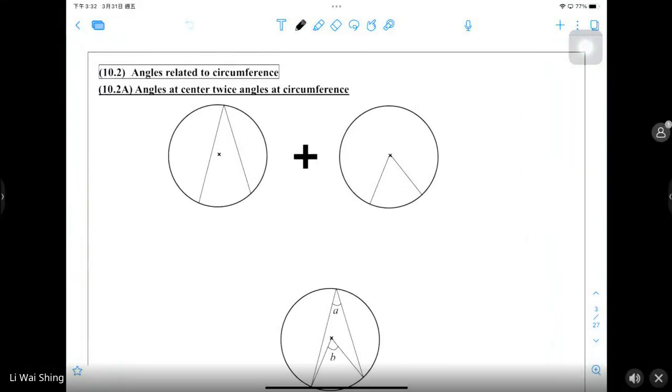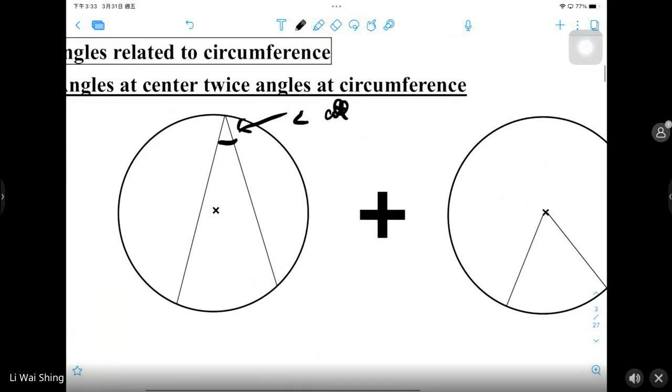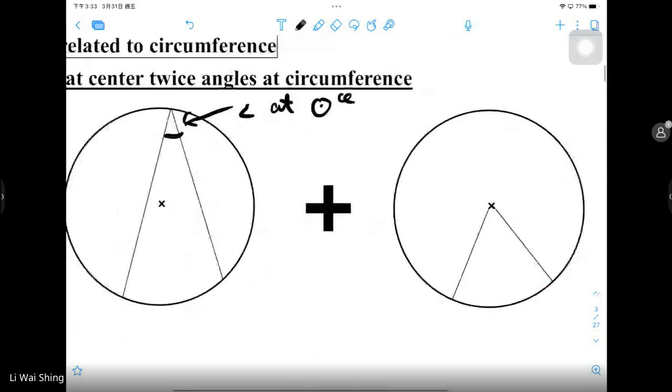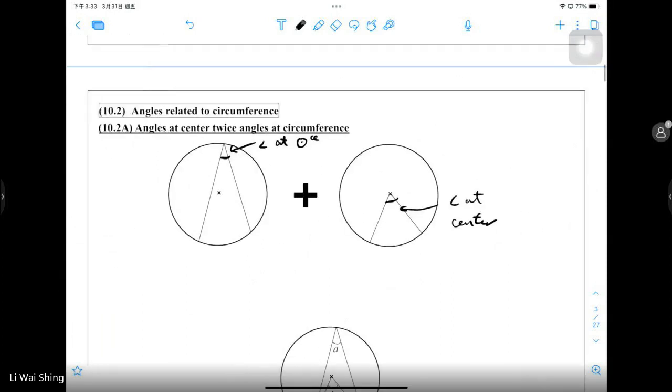Yesterday I told you the names of these two angles. If the angle is pointing toward the circumference, we call it the angle at circumference, 圓周角 in Chinese. You can write it down yourself. And if it is pointing toward the center, we call it the angle at center.